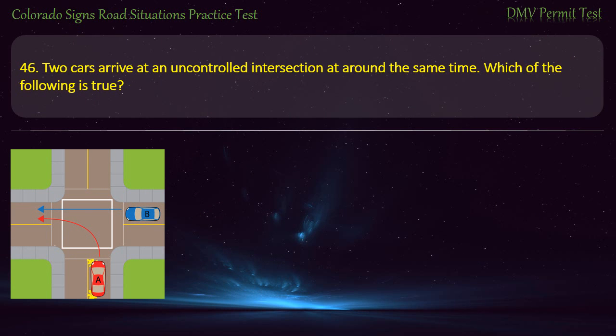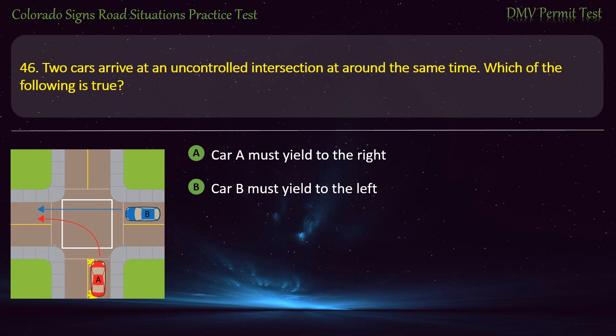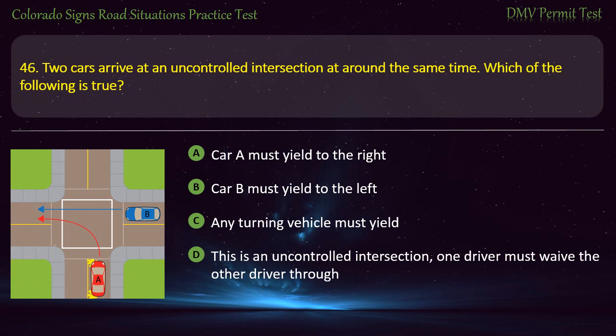Question 46. Two cars arrive at an uncontrolled intersection at around the same time. Which of the following is true? Car A must yield to the right. Car B must yield to the left. Any turning vehicle must yield. This is an uncontrolled intersection. One driver must wave the other driver through. Answer. Car A must yield to the right.